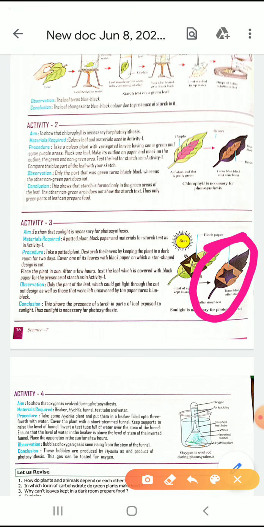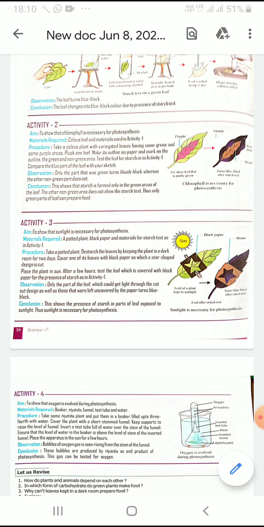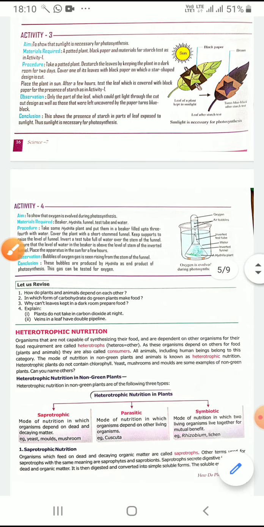Okay, all the green parts have become blue black because starch was formed there, and the part where you had the black paper has not turned blue black because no photosynthesis occurred. So we can prove that sunlight is necessary for photosynthesis. Understood this much? So that brings us to activity number 4.